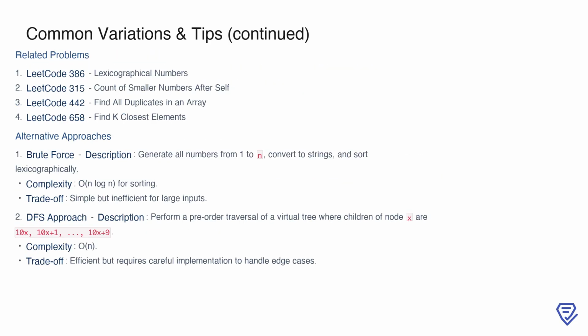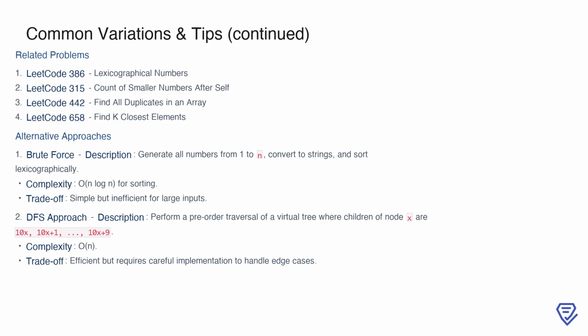Now, let's look at related problems that share similar concepts or techniques. For example, LeetCode 315, count of smaller numbers after self, and LeetCode 442, find all duplicates in an array, involve sorting and traversal techniques that may overlap with ideas used in lexicographical order problems.